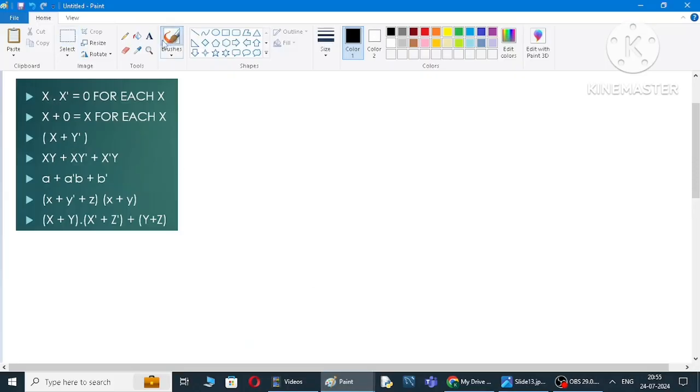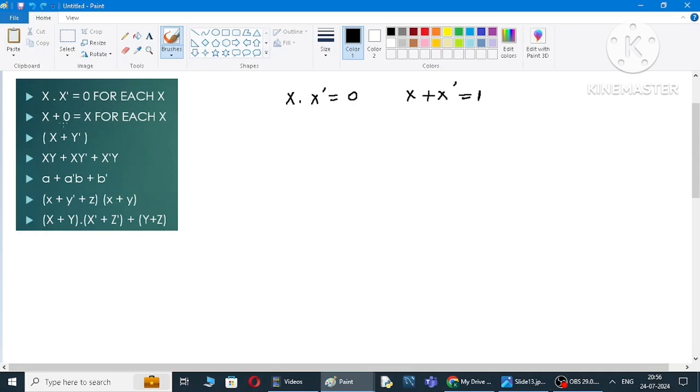So look at the first one. x dot x bar equal to 0 for each x. This is the given expression. Using this, you have to find the dual. So the expression states x dot x bar equal to 0. Now what does the rule say? x bar should not be changed. So retain x as x and dot should be changed to plus. x bar will be as such, equal to is as such, but 0 will be changed to 1. So this is the original expression. This is the dual of the given expression.